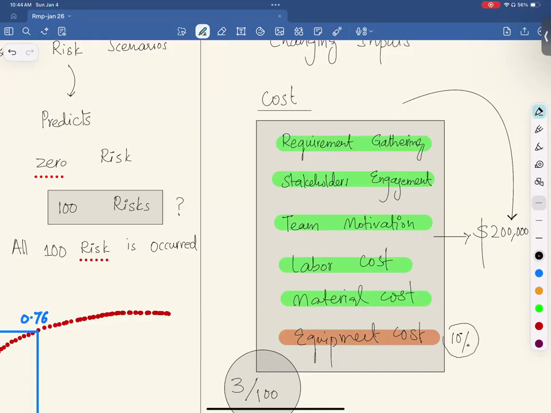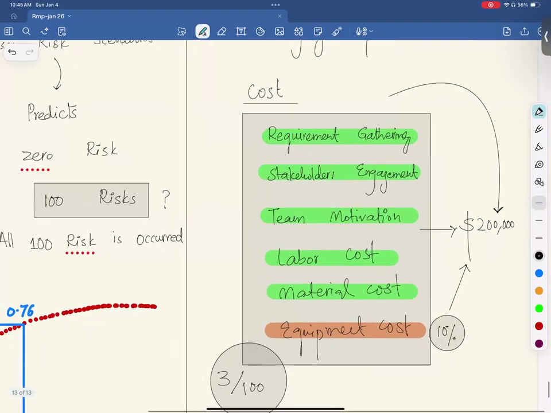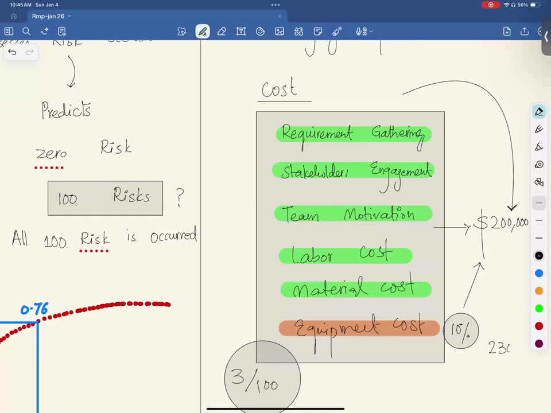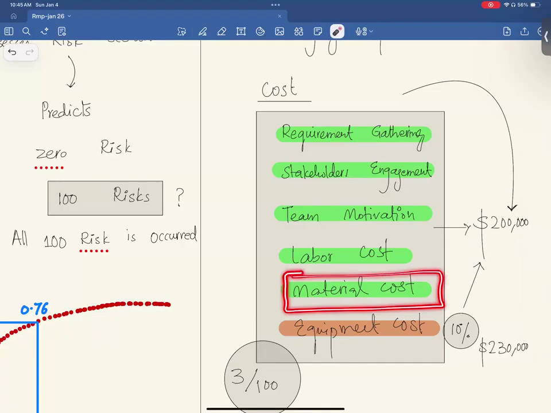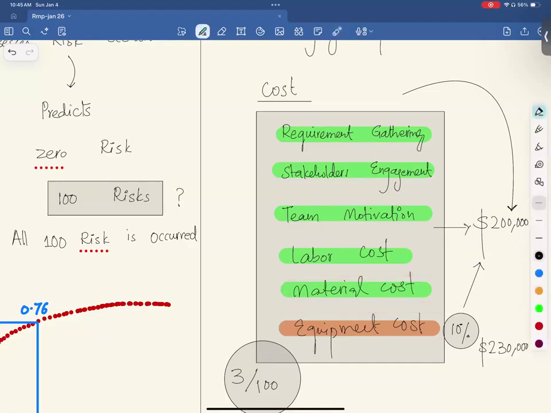If we change equipment cost by 10%, what would be the impact on overall cost? Let's say overall cost is $230,000. You understand, everybody? Then I repeat the same. I keep everything constant and I change material cost by 10%, and then I see what's the value. Let's say the value is, if I change material cost by 10% and everything remains same, this would be 280,000.